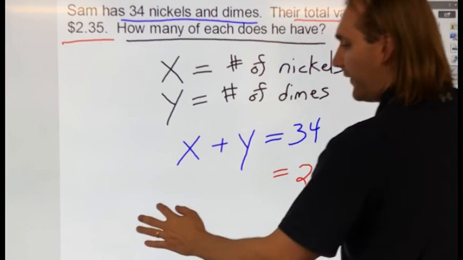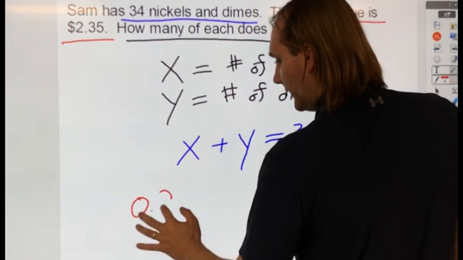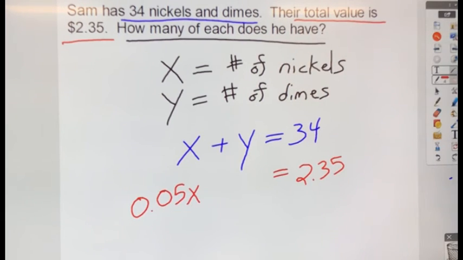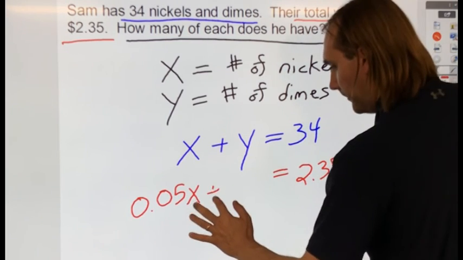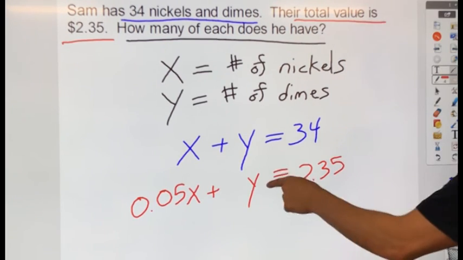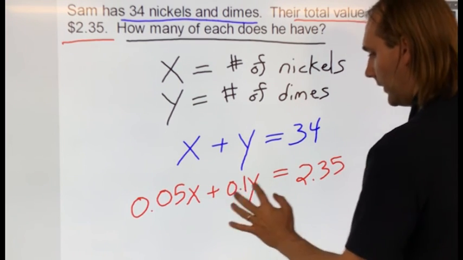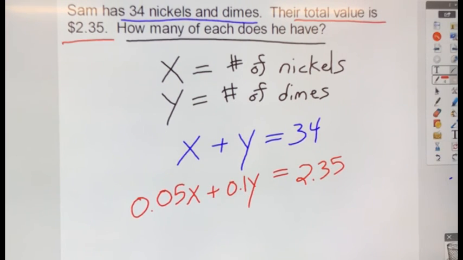So what's the value of nickels? 0.05 times X, plus 0.1 Y. Y represents dimes. What's the value of a dime? 10 cents, so 0.1. Okay. So there's my other equation.